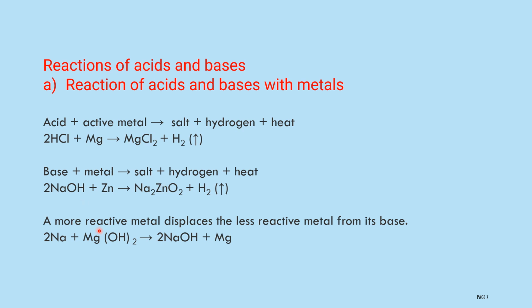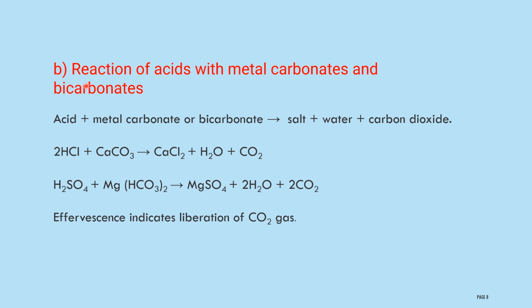Next one, a more reactive metal displaces a less reactive metal from its base. Normally in a chemical reaction, the more reactive metal displaces a less reactive metal. Here sodium is more reactive compared to magnesium. Therefore sodium will displace magnesium from magnesium hydroxide, and it will give sodium hydroxide and magnesium. These are a few reactions of acids and bases. Next one, reaction of acid with metal carbonate and bicarbonate.